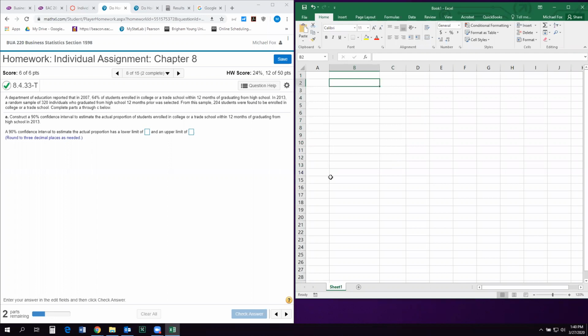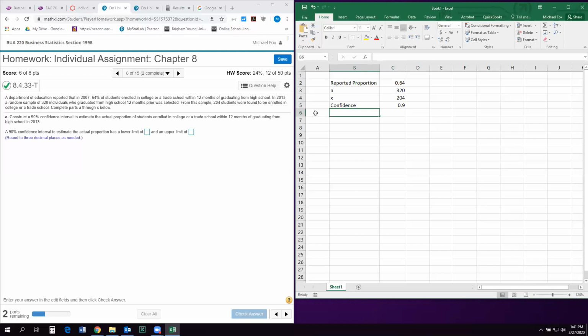As always, I start with what I know. I know that the reported proportion is 0.64. It says 64% of students enrolled at college in 2013, a random sample of 320 individuals. So I know my sample size, N, is 320. And from this sample, 204 students were found to be enrolled in the college. So I'm going to call that X of 204. And I know that my confidence level is 0.9.